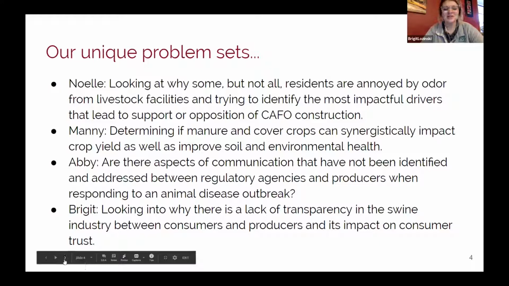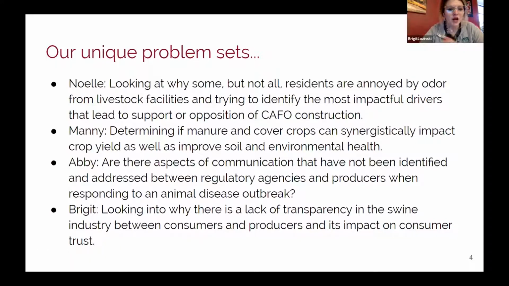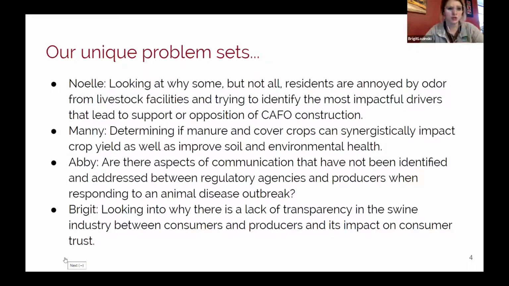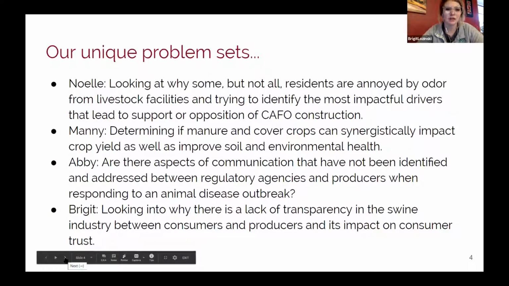And then my project, along with Abby's, has also kind of changed a lot. Every time I look at it, it gets changed a little bit more. So right now I'm working on looking into why there's a lack of transparency within the swine industry, from producers to consumers, and maybe a little bit on the impact that has on consumer trust. So we're looking at how producers can be more transparent with consumers to maybe increase the trust that consumers have with us.